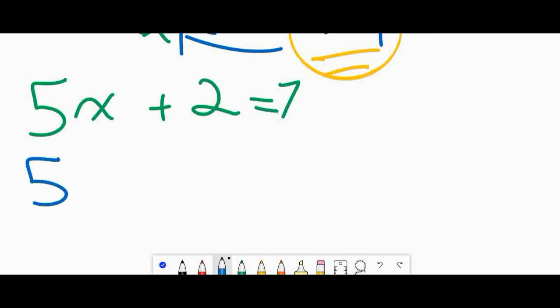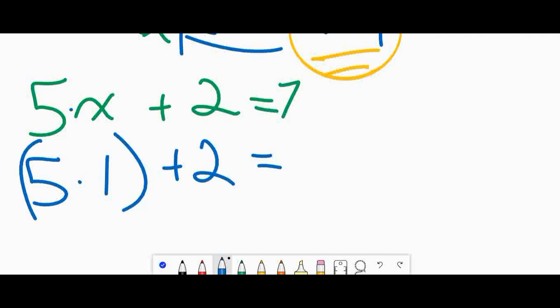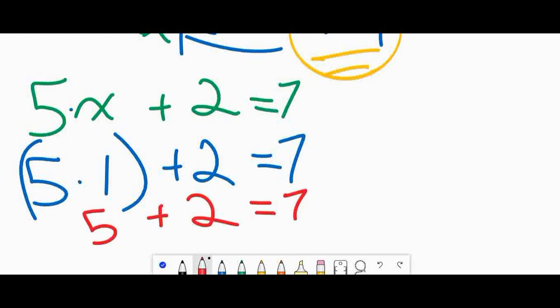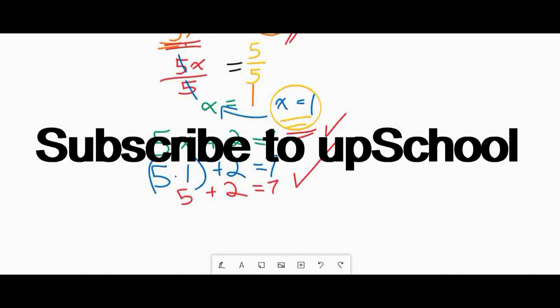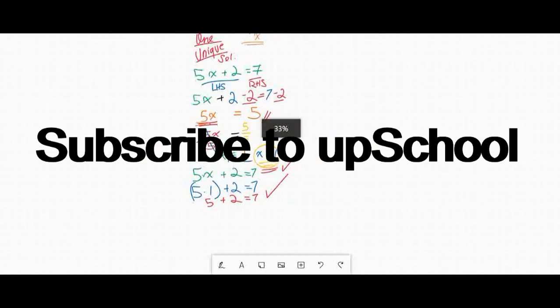5 times 1 plus 2, you guys should know order of operations, is equal to 7. And then you do 5 times 1 is 5, plus 2 is equal to 7. Since the left-hand side is equal to the right-hand side, this proves that the equation is correct, and this value is correct. So we just solved a linear equation in one variable with a lot of work. Well, not so much. We just have to learn the basics, and we're able to solve it.